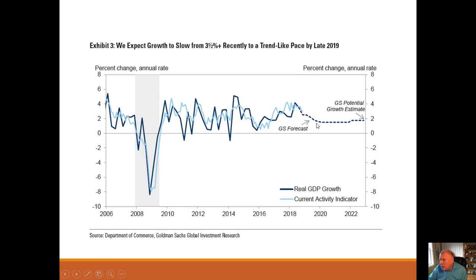In fact, we'll actually see some of that starting to happen by the end of 2022. Now, there's a lot of data that supports why that's going to happen. We're going to talk about some of them as we move forward.